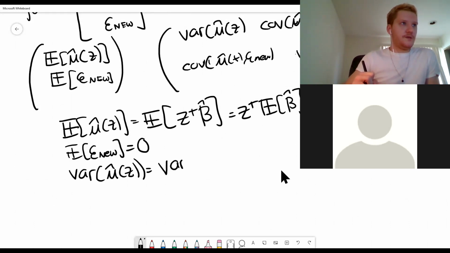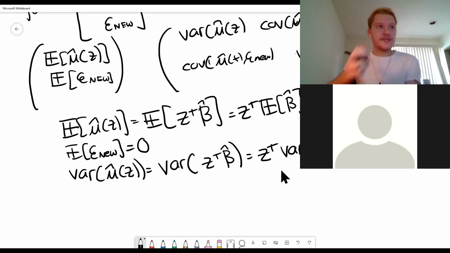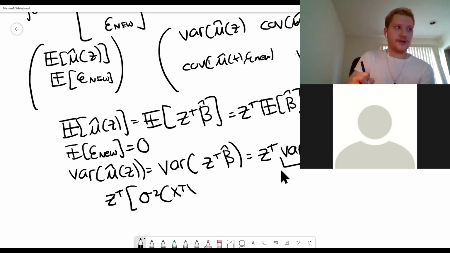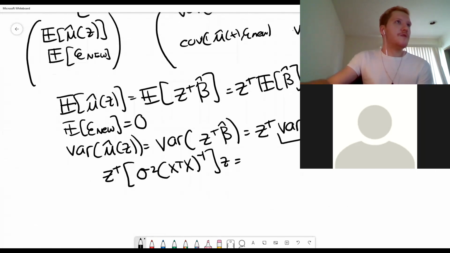Okay, now for the other one, we need to find the variance of mu hat z, which is going to equal the variance of z transpose beta hat, which is z transpose times the variance of beta hat times z. Do you know what the variance of beta hat is? We do know that, right? The variance of beta hat is sigma squared x transpose x inverse. So it's z transpose sigma squared x transpose x inverse z. You can simplify that probably.